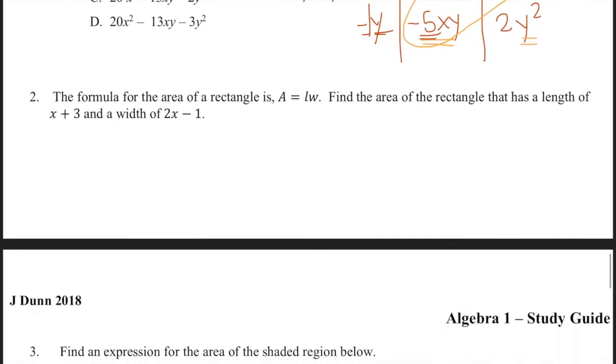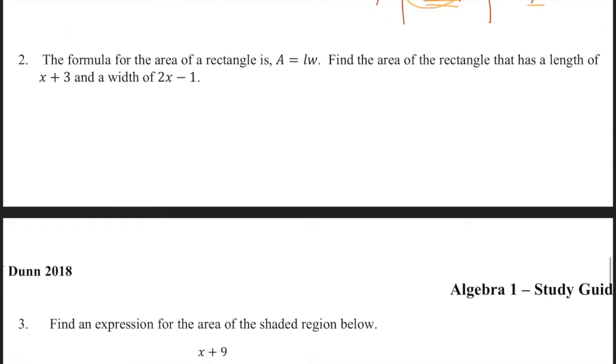All right. Now number 2 is talking about the area of a rectangle, and it even tells you its length times width. Find the area of the rectangle that has a length of x plus 3 and a width of 2x minus 1. So basically you are multiplying these two binomials, and we will again use our box.